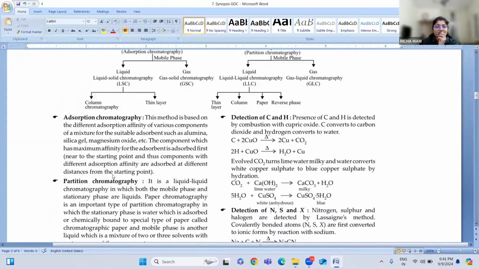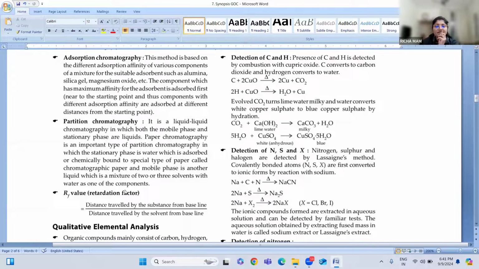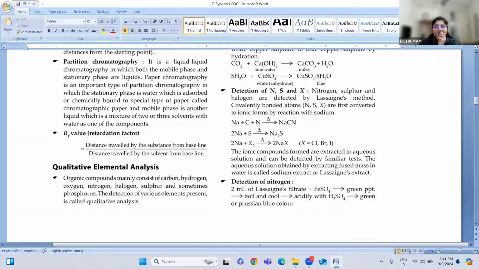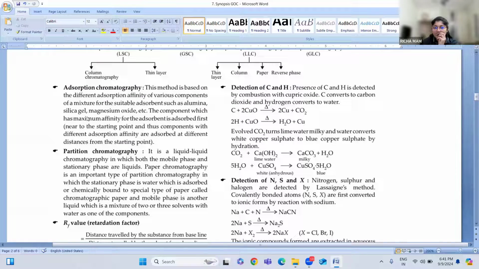So these are the different chromatography: adsorption chromatography, partition chromatography. I hope you have studied this in your theory, so I'll not go into detail. Please read all these types of chromatography. It will be helpful.